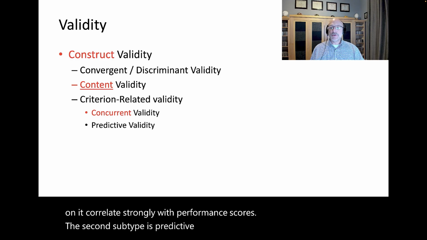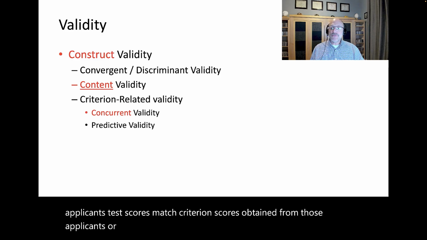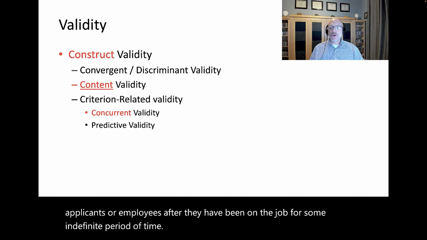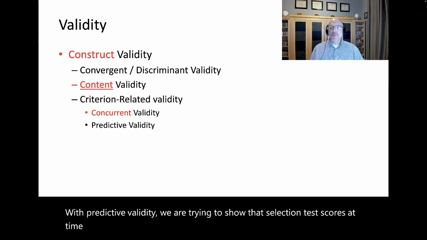The second subtype is predictive validity. This is the extent to which applicants' test scores match criterion scores obtained from those applicants or employees after they have been on the job for some indefinite period of time. With predictive validity, we are trying to show that selection test scores at time A predict job performance scores at time B, which is later on.